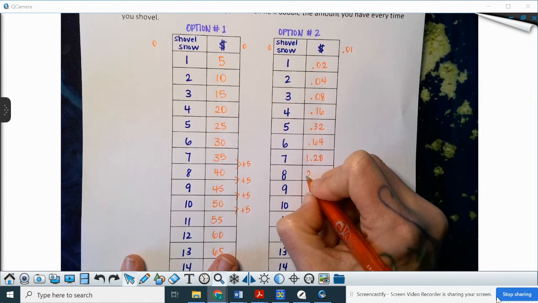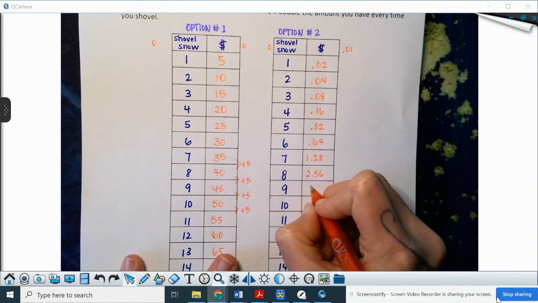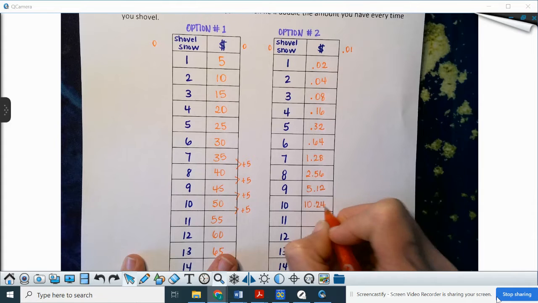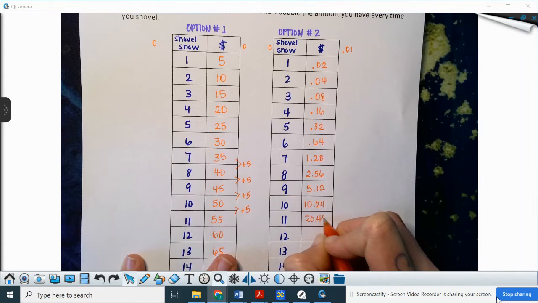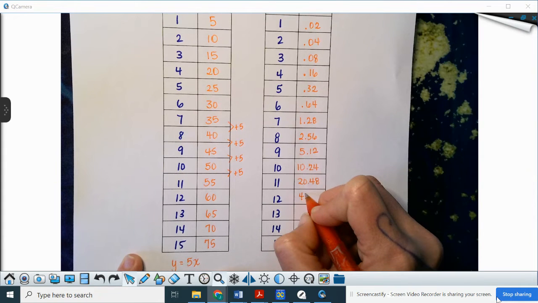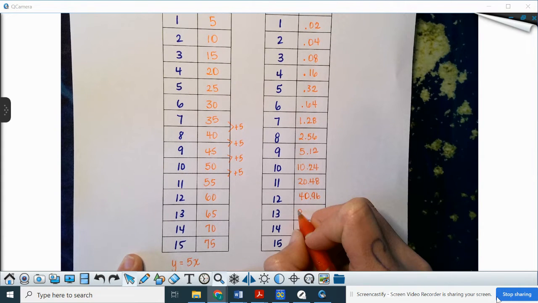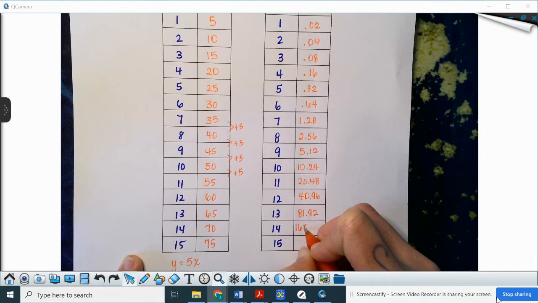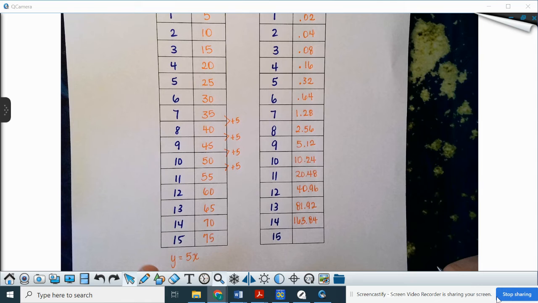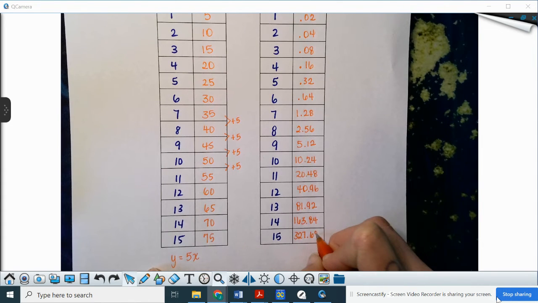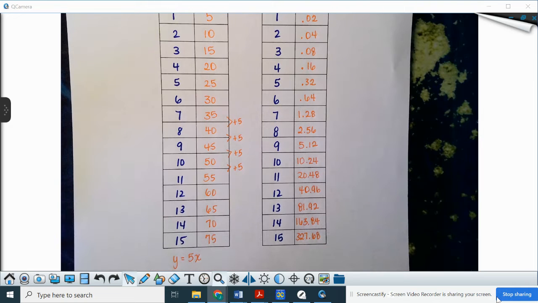256, 512, 1,024, 2,048. All right, we're starting to make some money now. 4,096. That's looking good. 81.92. All right, now we're breaking above our initial plan, our first option. 163.84, and then double that, we get $327.68.